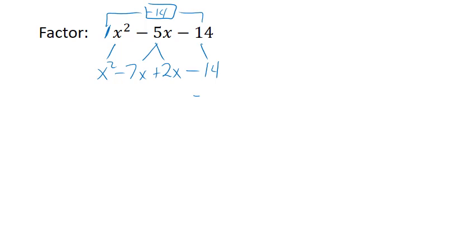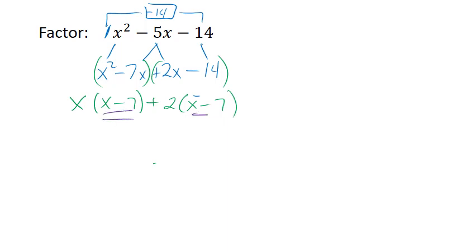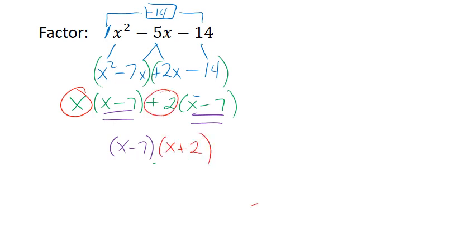Now I'm ready to do my factoring by grouping. So I'm going to group my first two together and my last two together. My first two have a common factor of x, which leaves me x minus 7. My second two have a factor of positive 2, which leaves me x minus 7. And then just as before, we have these two that are the same. That gives me one of my factors. And then we have these two on the outside. That gives me my other factor, x minus 7 times x plus 2.